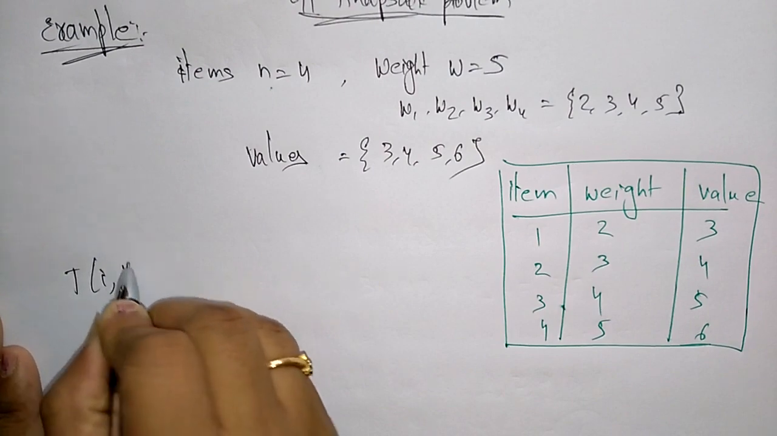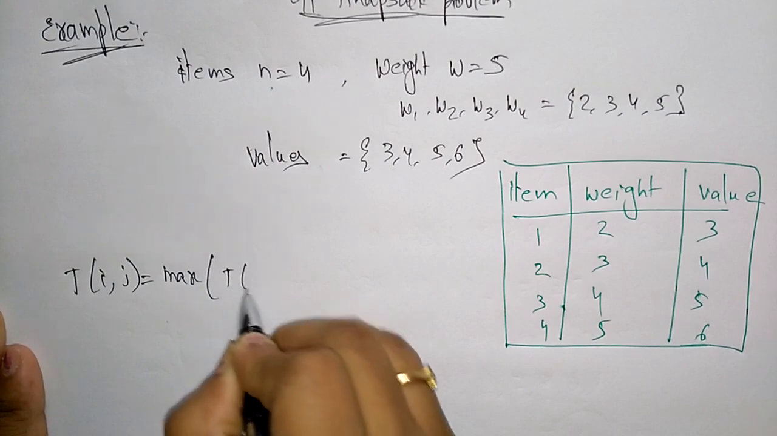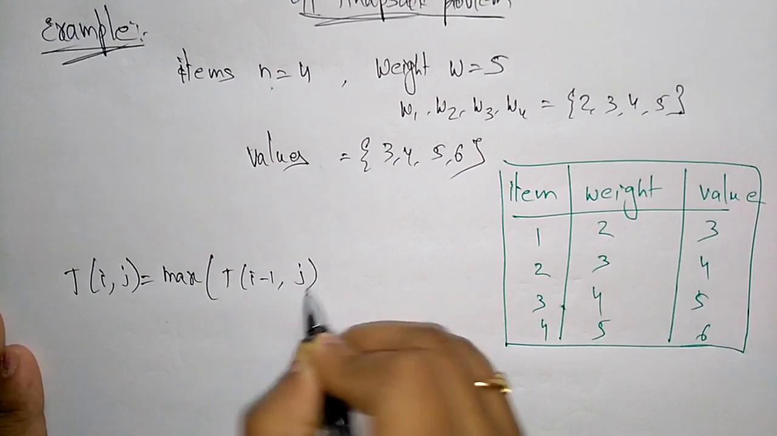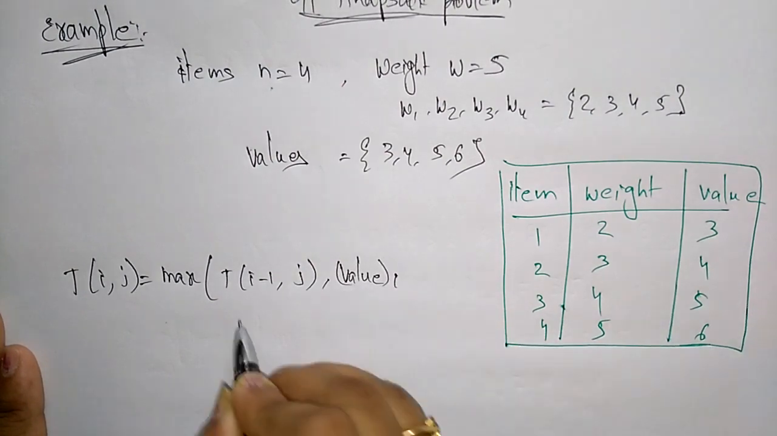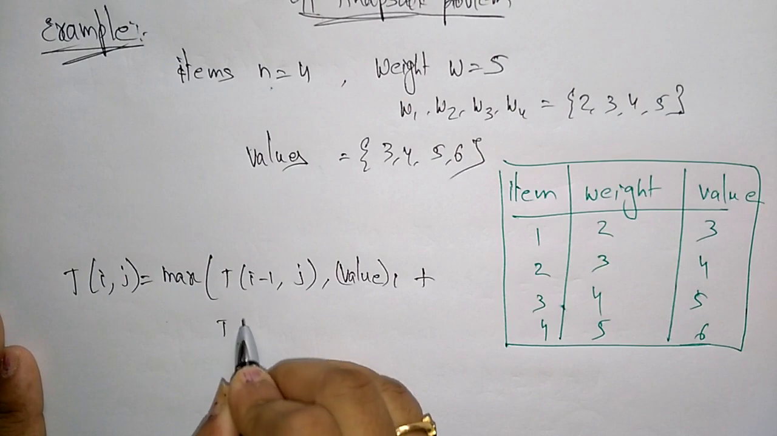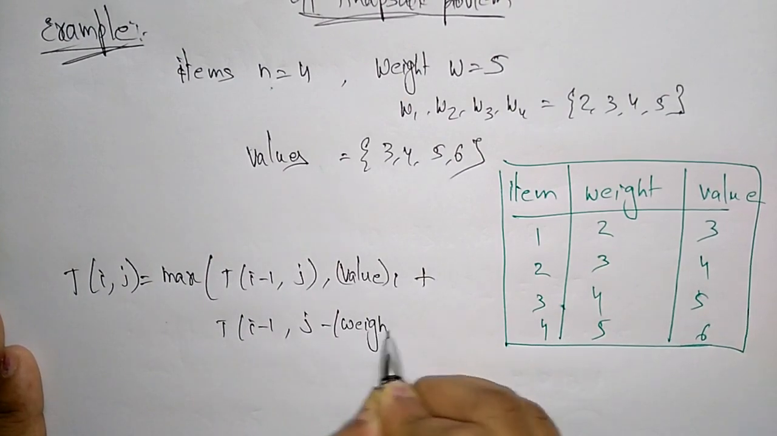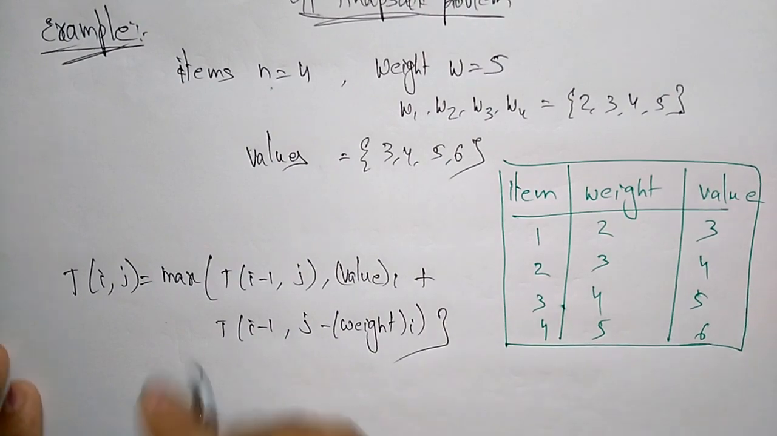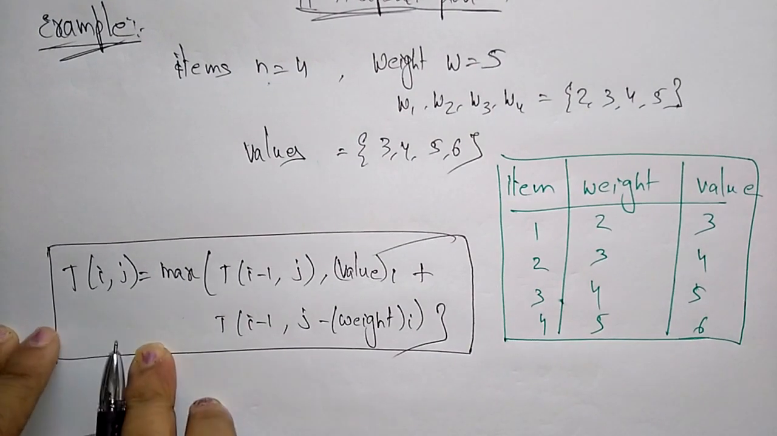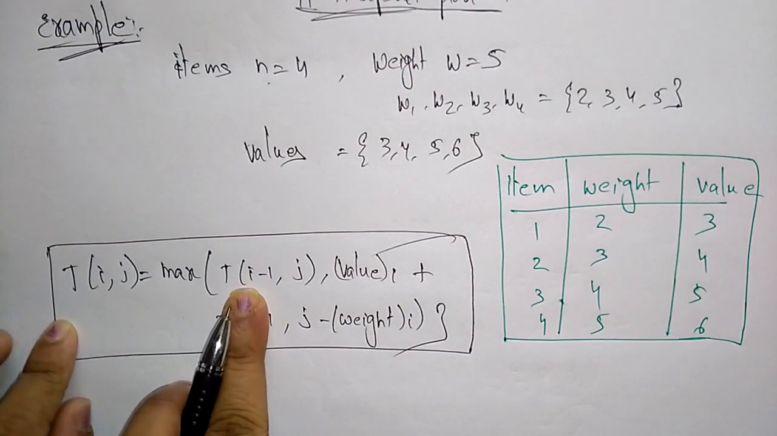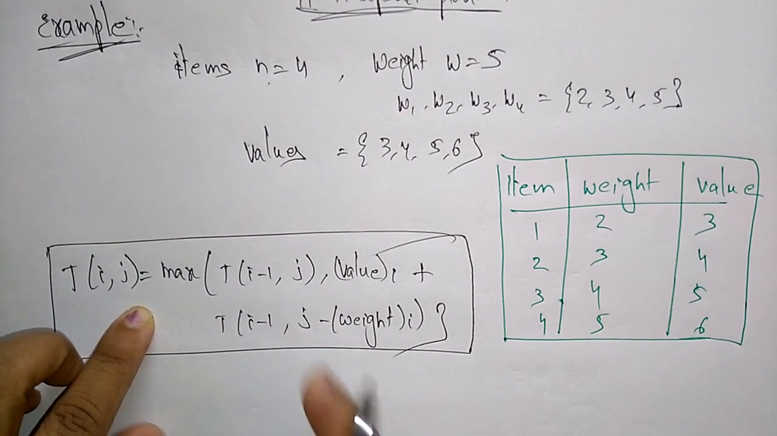T of i comma j is equal to maximum of T of i minus 1 comma j, comma value of i plus T of i minus 1 comma j minus weight of i. So this is the formula that we are applying for finding out the knapsack problem. Here T of i comma j is nothing but the maximum value of the selected items.